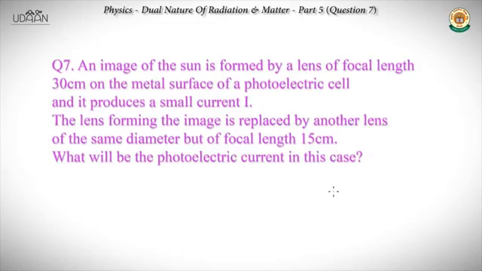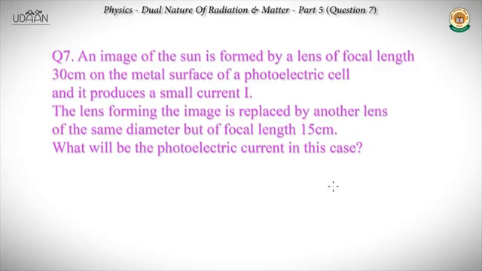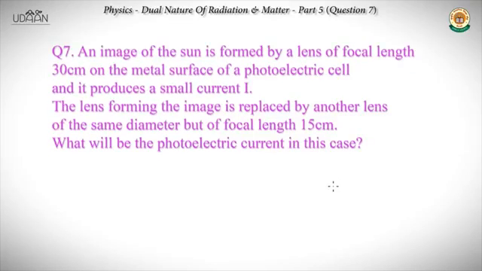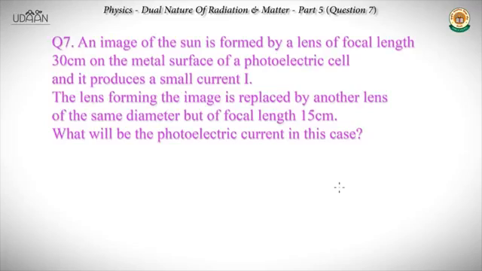This does seem like a conceptual question. So, what will be the photoelectric current? Here you are given the focal length of two lenses. One is given to be 30 centimeter, the other is 15 centimeter. So you might get confused with this.